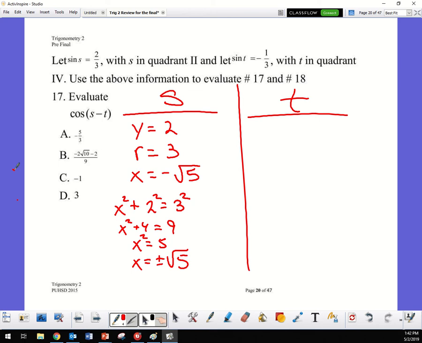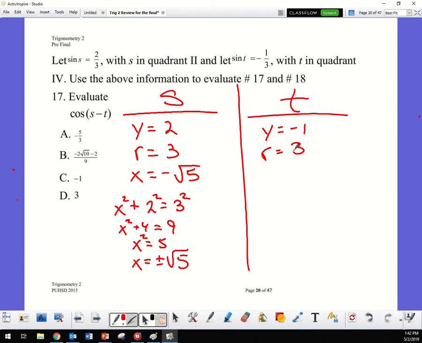So, again, sine is y over r. What is my y value here? Negative 1, right? R is 3. Why does the negative not go with the 3? Because R can't be negative. R is the radius. The radius is not negative. R is always going to be positive.